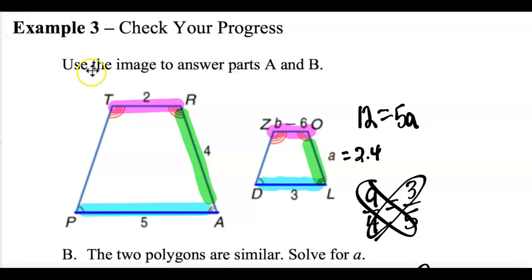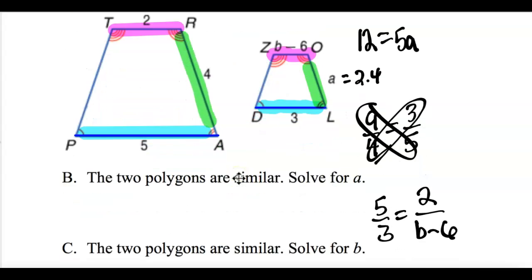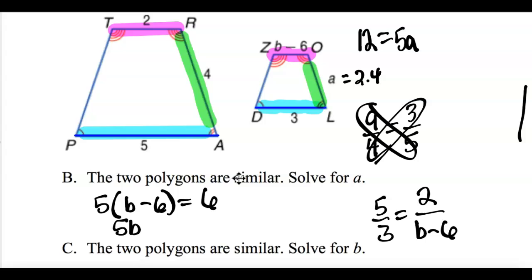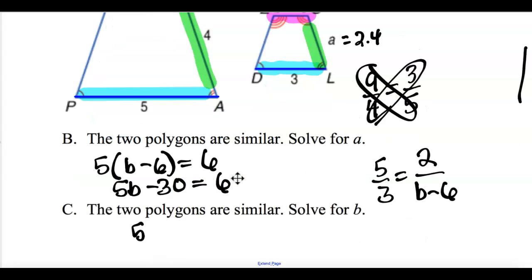Okay, if we look at the next one, we can use 5 and 3 again, and I'm using 2 and b minus 6. So again, remember when we have the 5 and this other term over here, which has 2, you have to set it up as a distributive property problem. So you get 5b minus 30, a common mistake right there, is equal to 6. We would add 30 to both sides, and I'd get 5b is equal to 36. Divide both sides, 36 divided by 5, and we get b is equal to 7.2.